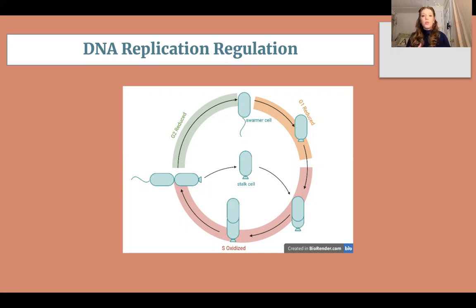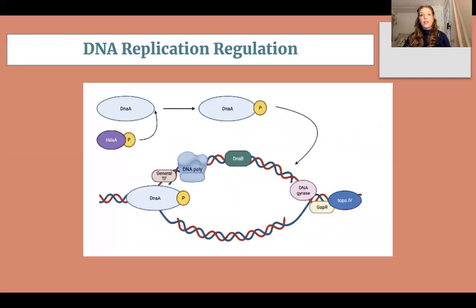Within each of these phases, we are able to see the redox state of the cell, where G1 is reduced, S is oxidized, and G2 is reduced. This type of redox regulation actually helps with regulating a lot of different proteins within the cell cycle. Within DNA replication, specifically within the S phase, there are four major regulators: CtrA, GcrA, CcrM, and DnaA. Out of these four, there are two that affect the replication the most, which are CtrA and DnaA.